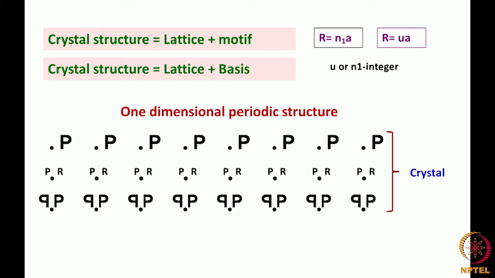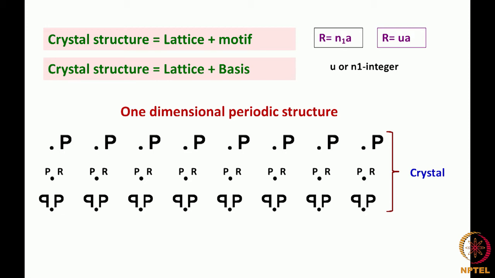In some books you will find that instead of motif, the terminology basis is used, and it can be represented by a vector, r equal to u into a. A is the shortest lattice translation vector. U is the number of times it gets repeated to reach a particular lattice point. This is in one dimension. Similarly, we can write it for 2 dimensions as well as 3 dimensions.